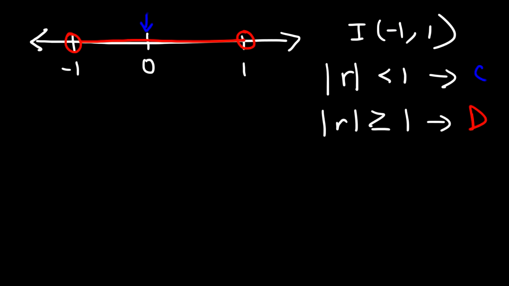So this is our center, our x equals c value. And the radius of convergence is basically 1/2 of the interval. So in this case, the radius of convergence is 1. Now let's talk about what it means. So what does it mean that the interval of convergence is between -1 and 1?